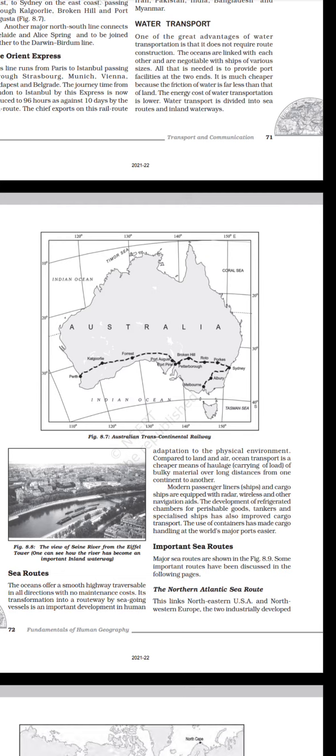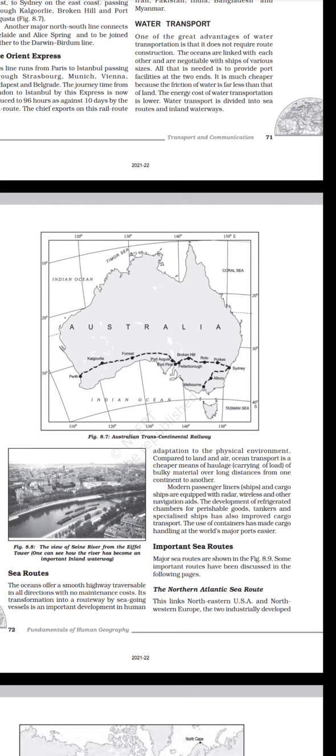Modern passenger liners and cargo ships are equipped with radar, wireless, and other navigation aids. The development of refrigerated chambers for perishable goods, tankers, and specialized ships has also improved cargo transport. The use of containers has made cargo handling at the world's major ports easier. Important sea routes. Major sea routes are shown in figure 8.9. Some important routes have been discussed in the following pages.